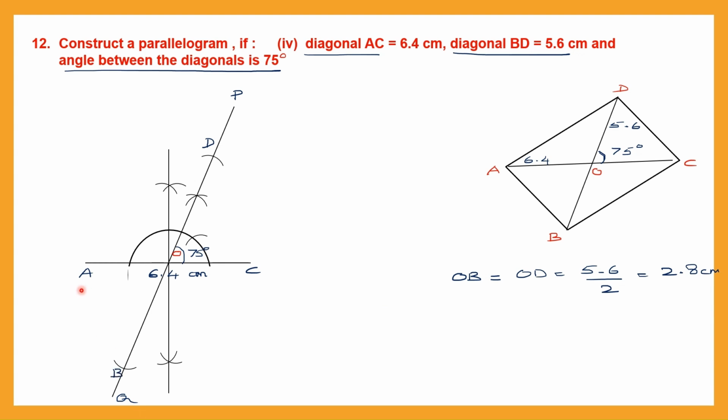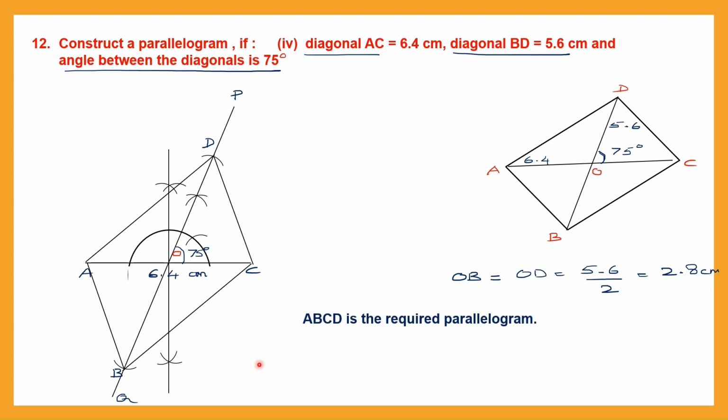So now we have A, B, C and D. All we have to do is join the sides. Join A to B, B to C, C to D and D to A. So let's do that. So we have A to B. Then we have B joining C, C joining D and D joining A. So now we have our parallelogram. So ABCD is the required parallelogram.